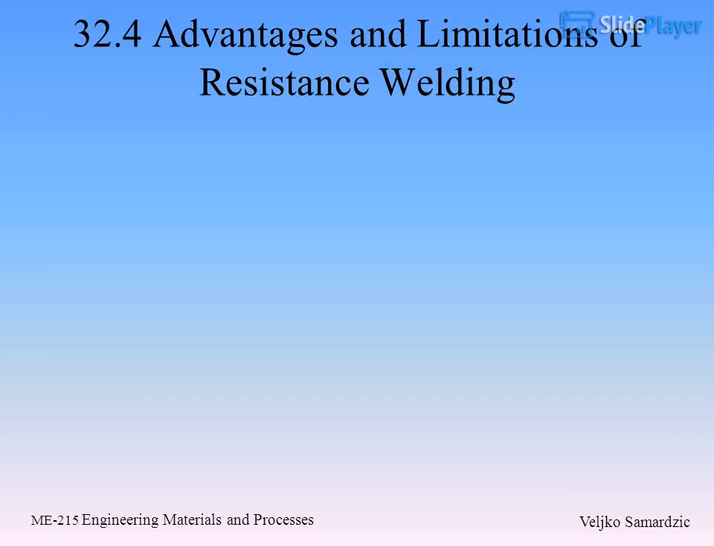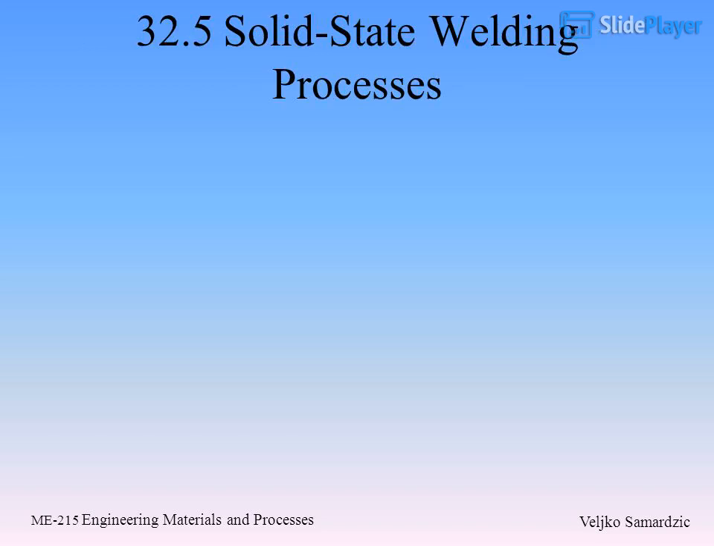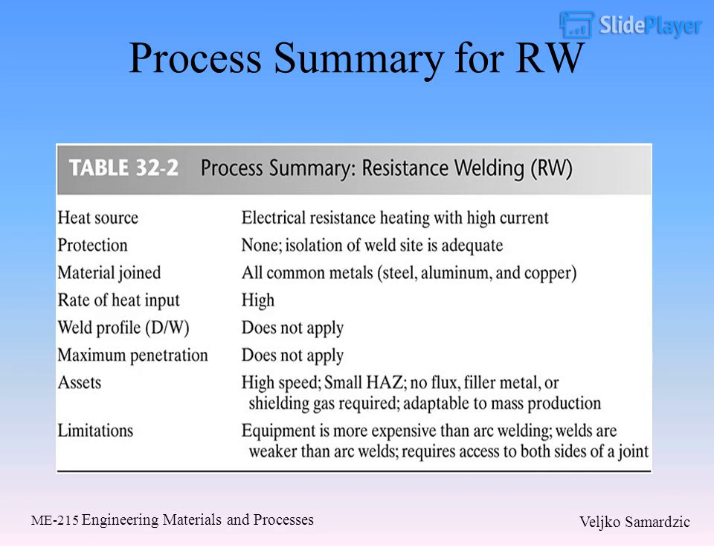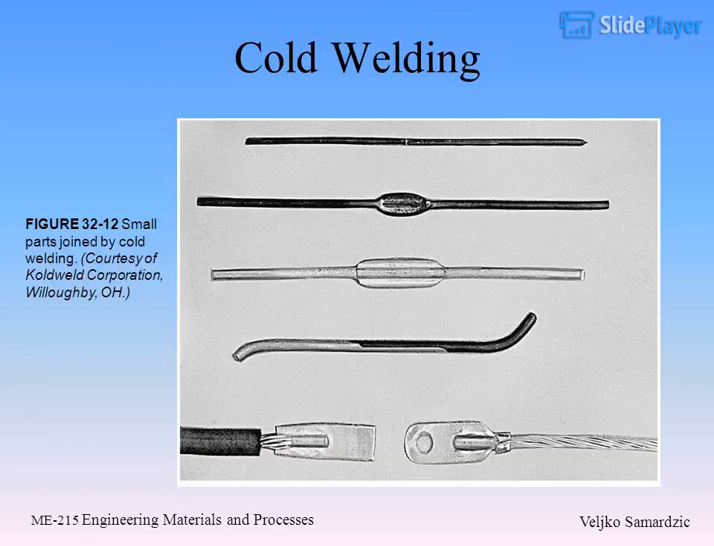32.4 Advantages and limitations of resistance welding. 32.5 Solid-state welding processes. Process summary for RW. Cold welding. Figure 32.12: Small parts joined by cold welding. Courtesy of Coldwell Corporation, Willoughby, Ohio.